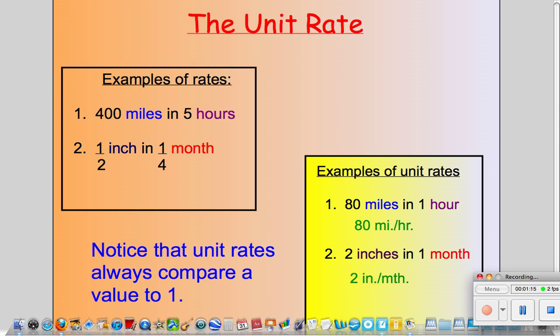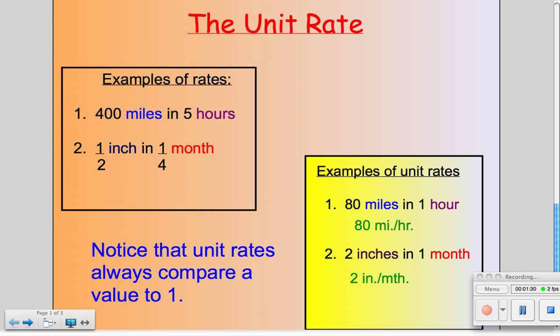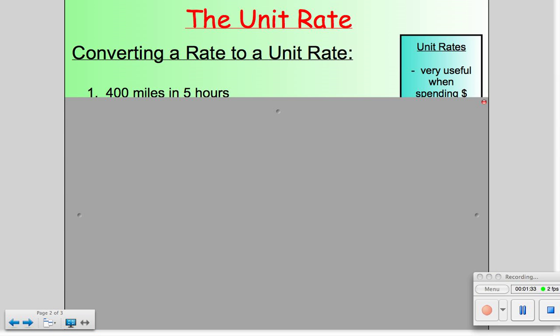We need to take rates and convert them into unit rates. So you can see I've written in the yellow box two ways to write a unit rate. Now my personal favorite way to write it is the green example, 80 miles per hour or miles/hour. That's the best way to write a rate.